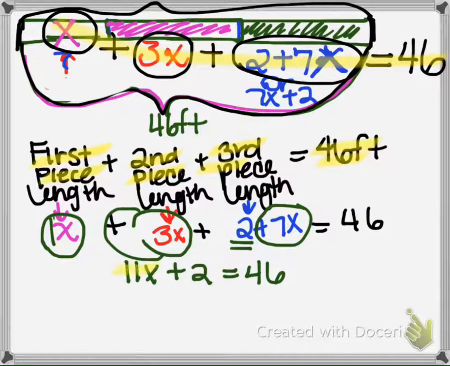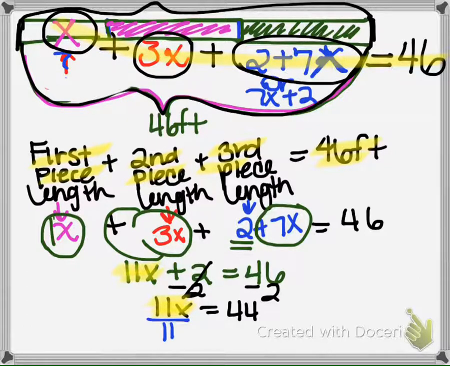Then we're going to go ahead and isolate the 11x, so we're going to take away 2. And then the very last step, we know that when this variable term is isolated, we're going to go ahead and divide by 11. So we would get x equals 4.